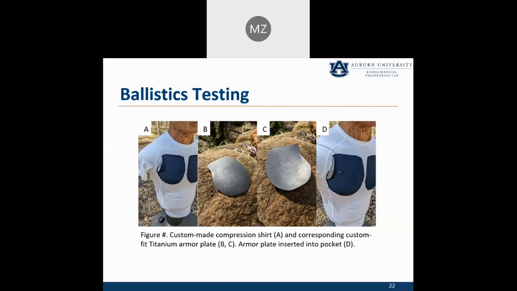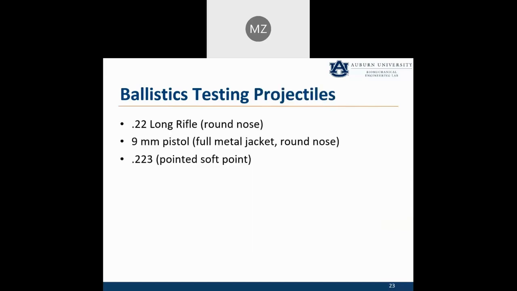So we inserted the plate on our good friend Bob, and we took him down to the range, and we fired rounds at him. Specifically, we fired a 22 long rifle. If you know much about shooting, you know this is not that much. This is what you use to shoot squirrels. It's not a very large round. We also fired a 9 millimeter pistol, full metal jacket round nose. Finally, we fired a 223 pointed soft point.